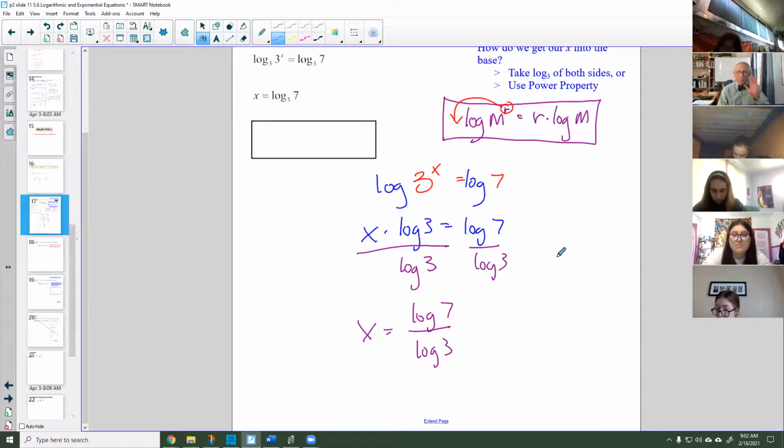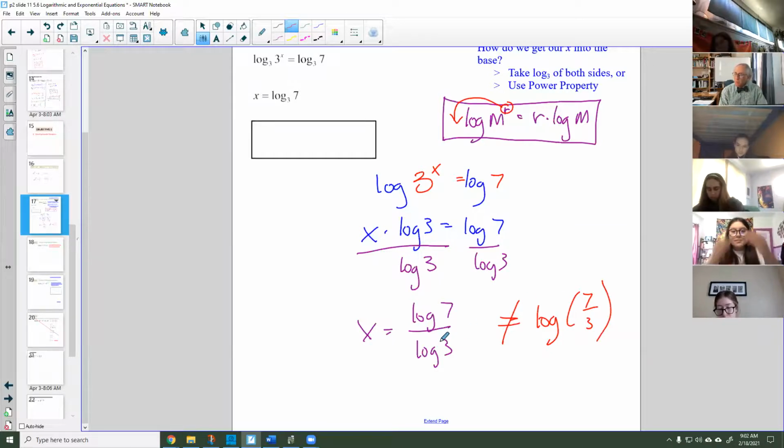Now, just to be clear, this is not log 7 over 3, okay? This is not using the properties of logarithms here. This is just one number divided by another number. So I don't want you to make that mistake.